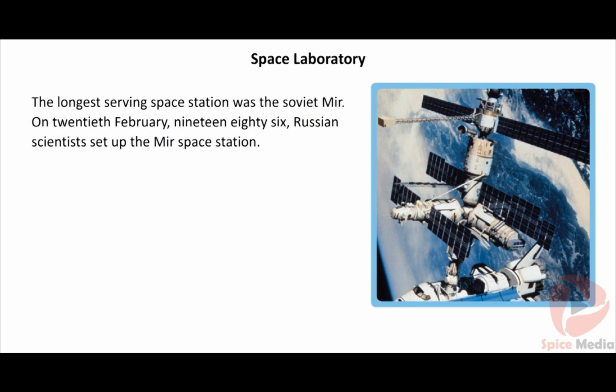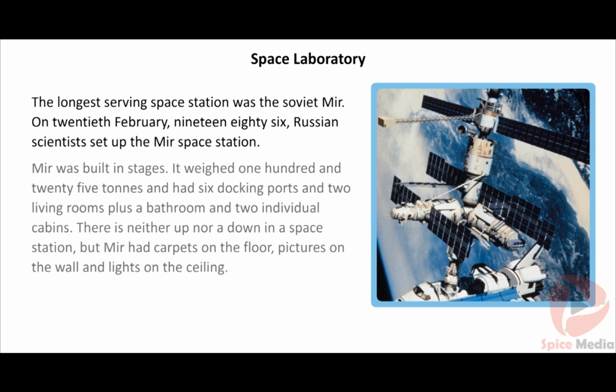The longest-serving space station was the Soviet Mir. On 20th February 1986, Russian scientists set up the Mir space station. Mir was built in stages. It weighed 125 tons and had 6 docking ports and 2 living rooms, plus a bathroom and 2 individual cabins.